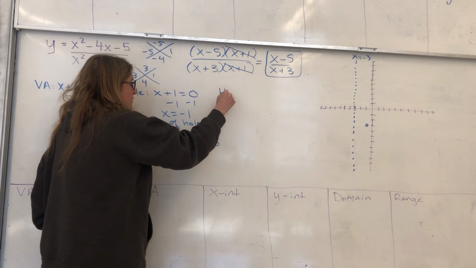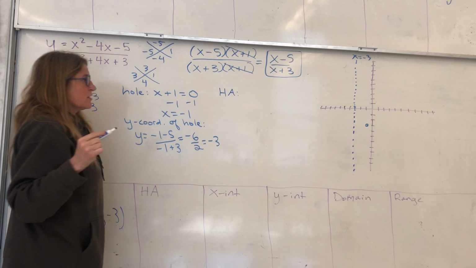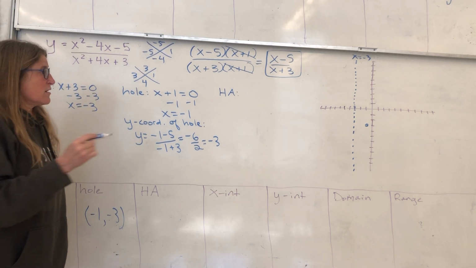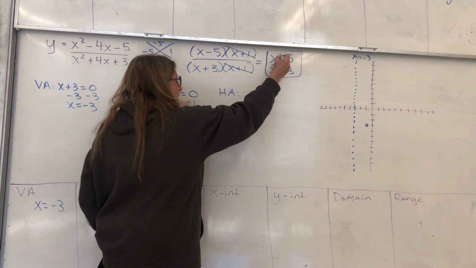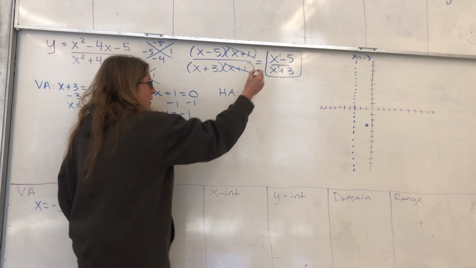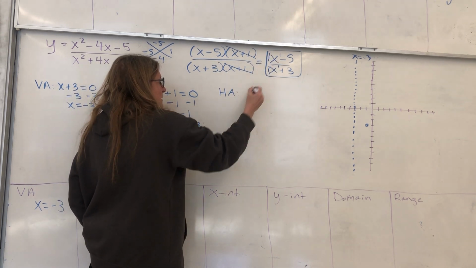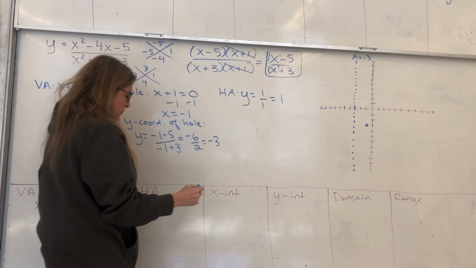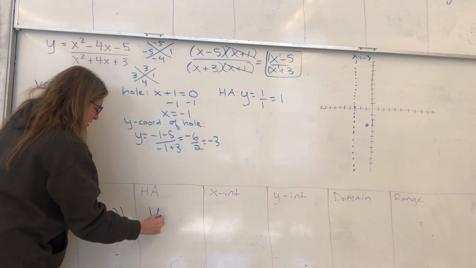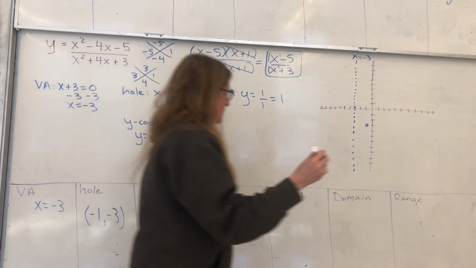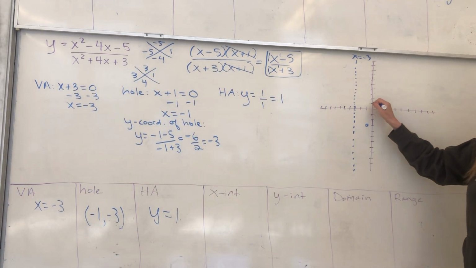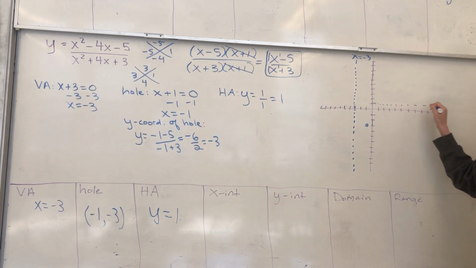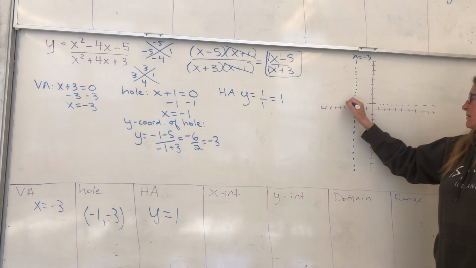Okay, horizontal asymptote. I'm going to compare the degree of the numerator and the degree of the denominator. Looks like they're both x to the first, and they both have a lead coefficient of 1. So I'm going to say y equals 1 is my HA. Now both of these happen to be y equals 1, but it's not always like that.